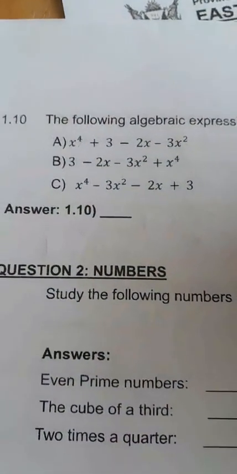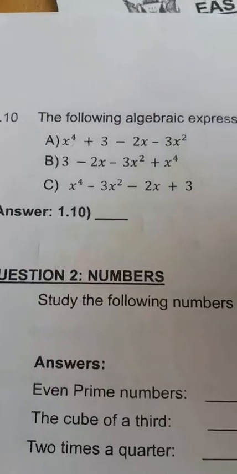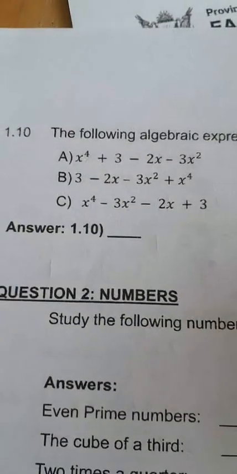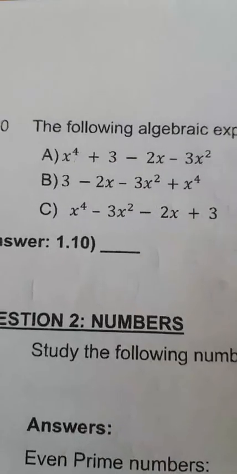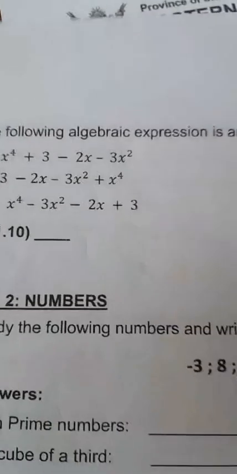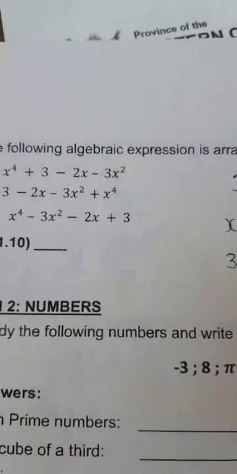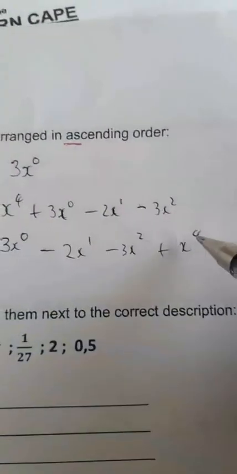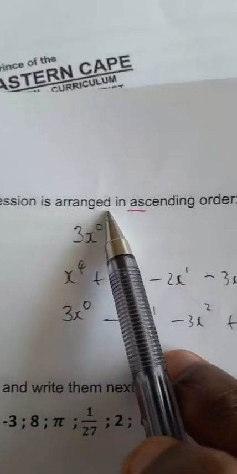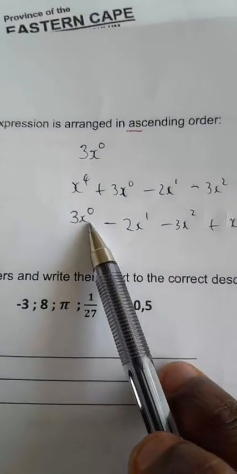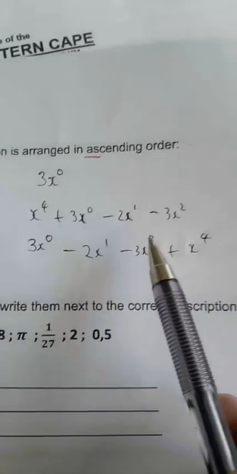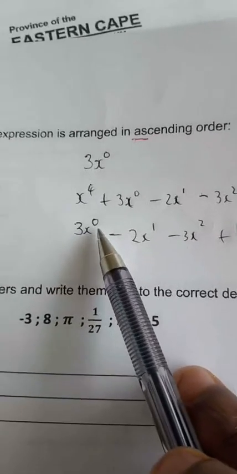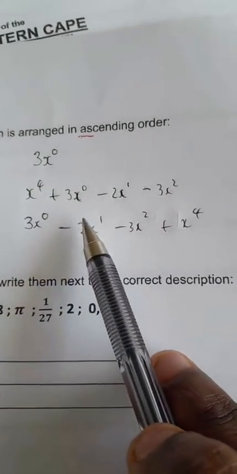I'm going to rewrite B with the variable. So 3 would be 3x to the power 0 minus 2x to the power 1 minus 3x to the power 2 plus x to the power 4. So let's look at this. What did they want? They wanted me to arrange in ascending order. Is this ascending? 0, 1, 2, 4. Seems like we are moving from small all the way to big, I would say.